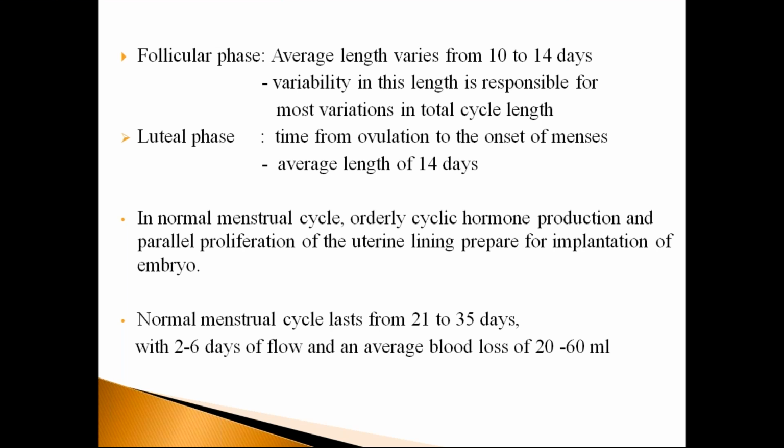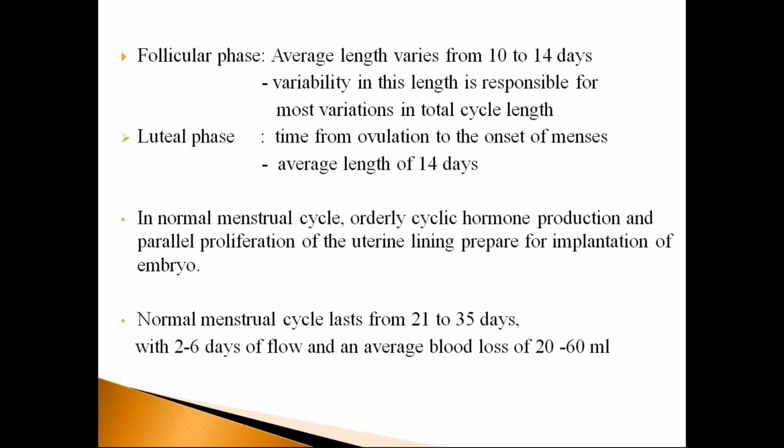Coming to the luteal phase, it occurs after ovulation to onset of menses. The luteal phase average length is 14 days. So the luteal phase is a constant phase and the follicular phase usually varies, which gives the change to the menstrual cycle length. In a normal menstruating woman, this menstrual cycle is under the control of cyclical hormonal production from the ovaries, that is ovarian steroidogenesis, estrogen and progesterone, which parallels the proliferation of the uterine endometrial lining, which prepares the endometrium for implantation. If implantation doesn't happen, it will shed off as a normal menstruation.